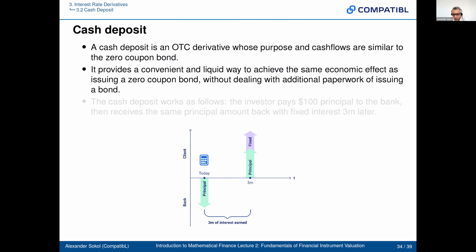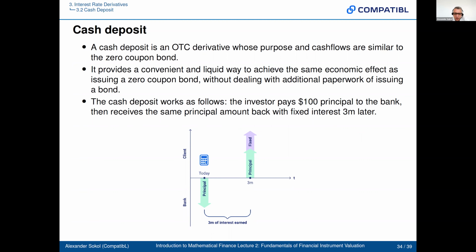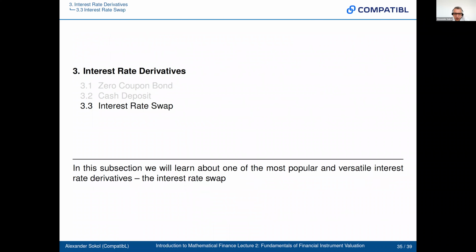Here you pay one amount today and receive, hopefully, a larger amount 3 months from now. If the rate is negative, it's actually a smaller amount, which you pay for the safekeeping of your money. Otherwise, it's equivalent. So the cash deposit is financially equivalent to a zero coupon bond, except the bond is a security and is fungible, but the cash deposit is a derivative.